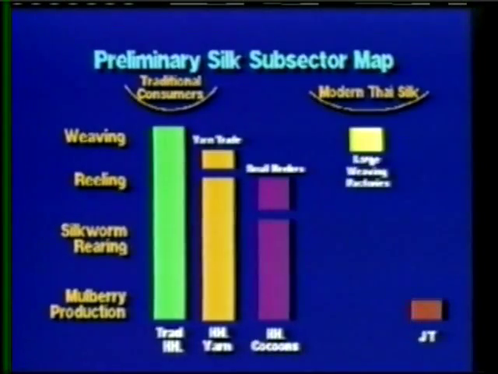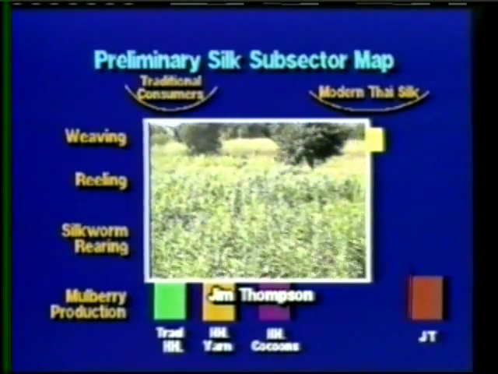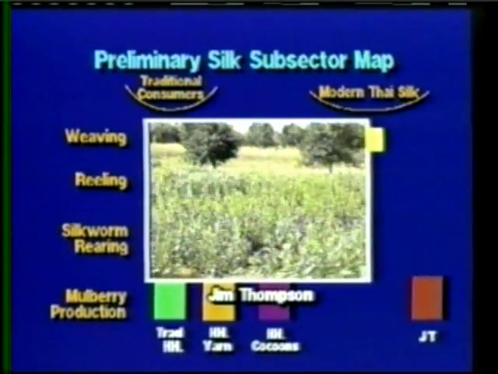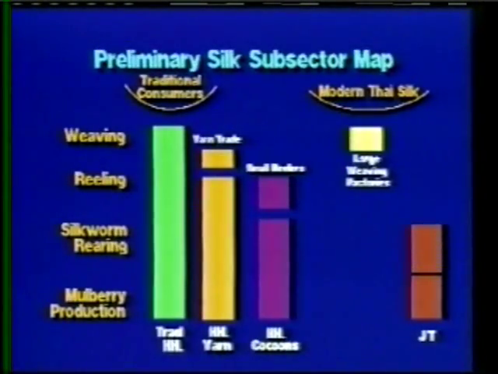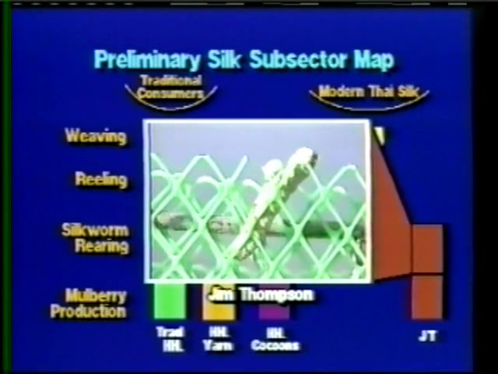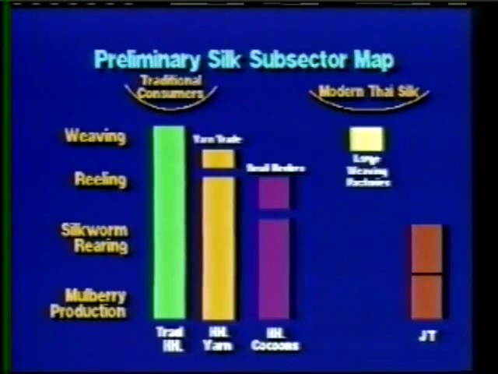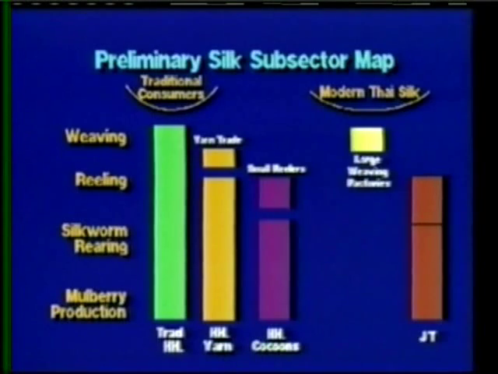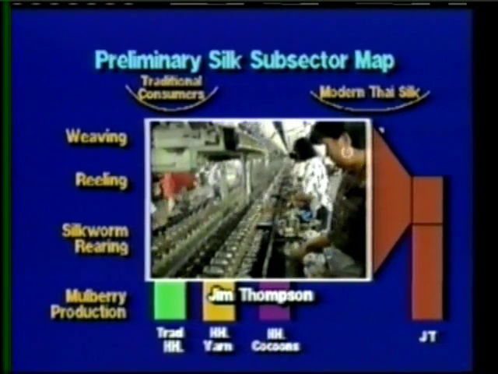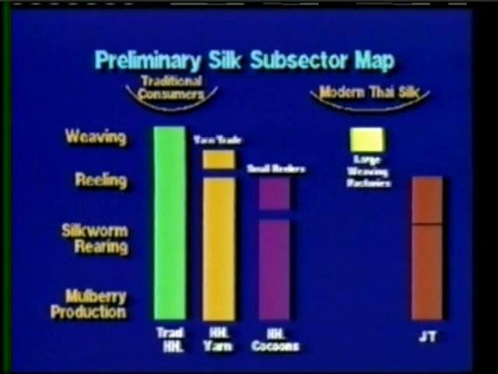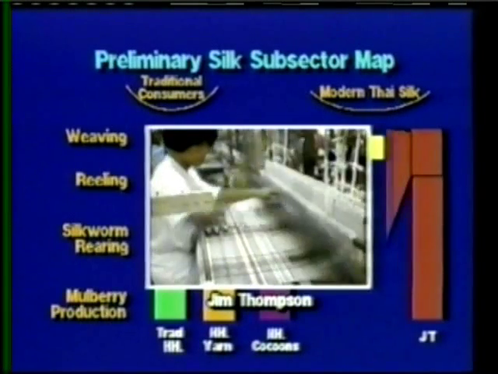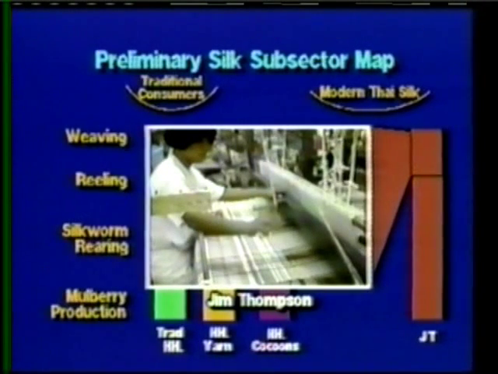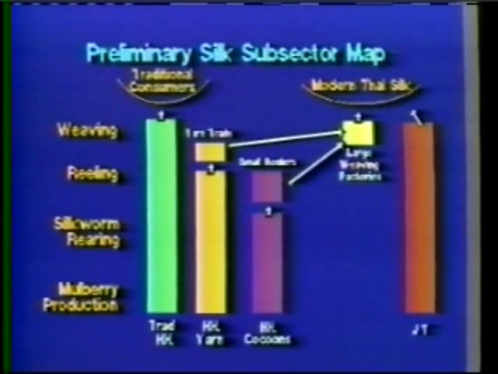Like traditional households, the Jim Thompson Company performs all functions necessary, from growing mulberry to retailing. But unlike the traditional households, they use improved technology at each stage. Although highly stylized, this very simple map highlights how village households are linked into the larger system.